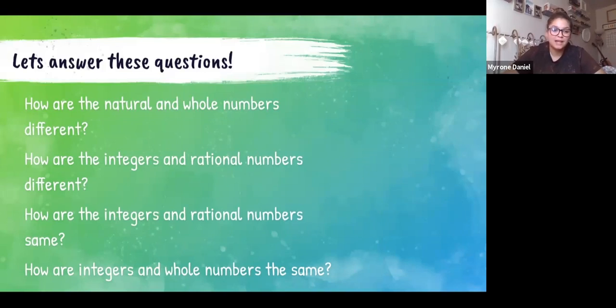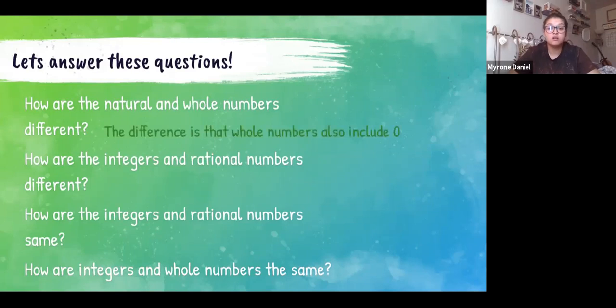Okay, welcome back. So, how are natural and whole numbers different? If you wrote down the difference is that whole numbers also include 0, that is the main difference between natural and whole numbers, the 0.